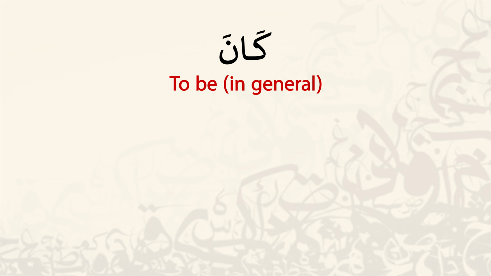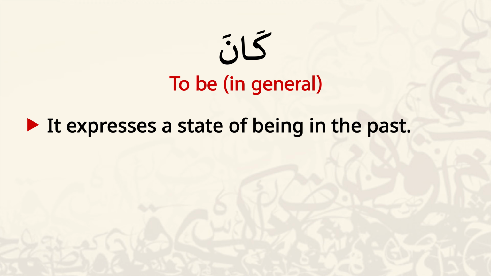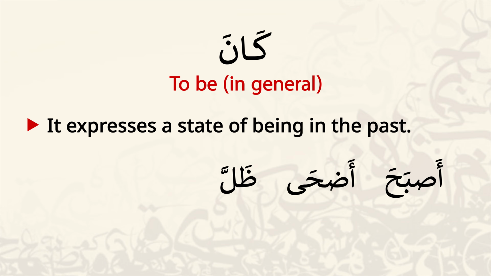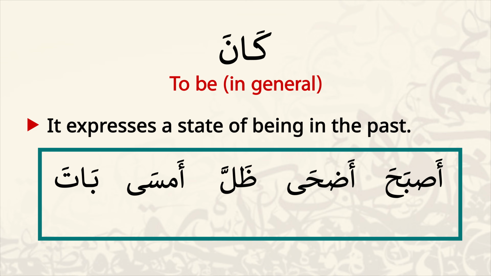The first one, كان, means to be. This one is obvious. It expresses a state of being in the past. The following 5 verbs, أصبح, أضحى, ظل, أمسى, and بات, all of them mean to be or to become, but not generally. They express states of being in a specific time of the day. Let's have them one by one.